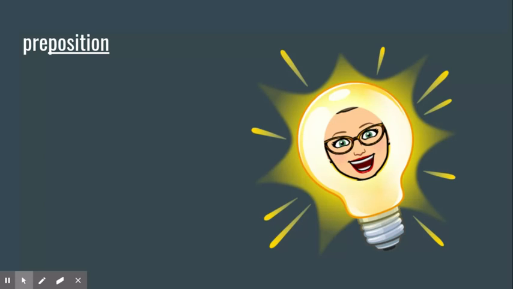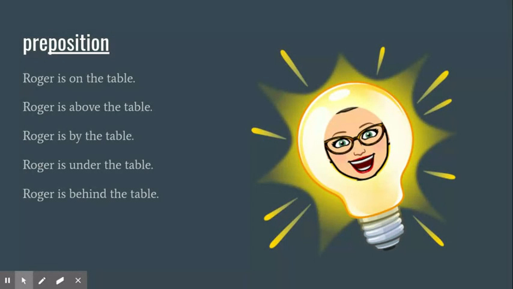Its name contains a powerful hint about its job. I can change the position or relationship by changing the preposition. We can say Roger is at the table, or we could say he's on the table, and think of how that changes what the sentence means. He's above the table. He's by the table. Roger is under the table. That changes the meaning entirely. Or Roger is behind the table.